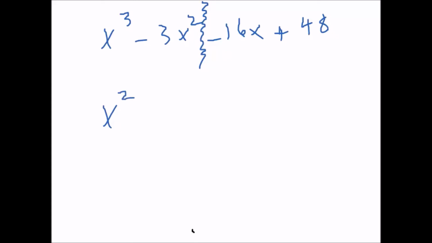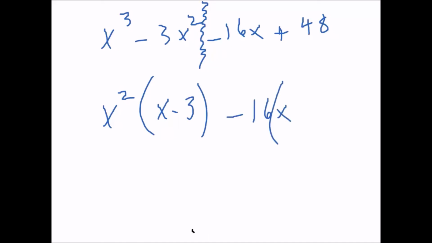So you take x squared out, times x minus 3 is left. Then you take a negative 16 out, and what you're left with is x minus 3. And I just brought that sign down there. So negative 16 times x is negative 16x. Negative 16 times negative 3 is positive 48.